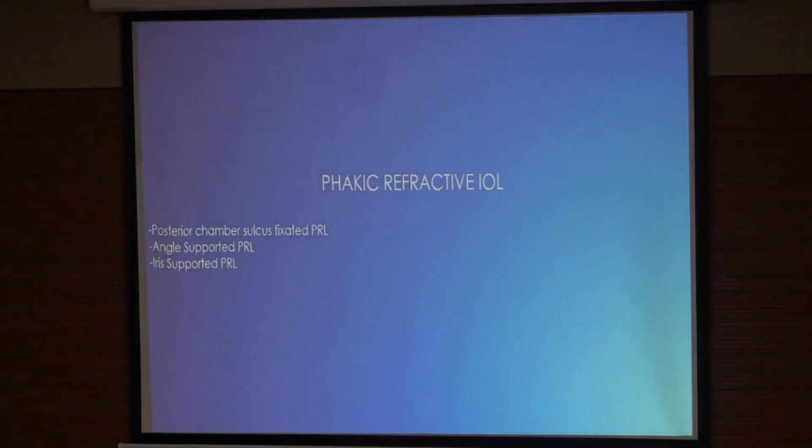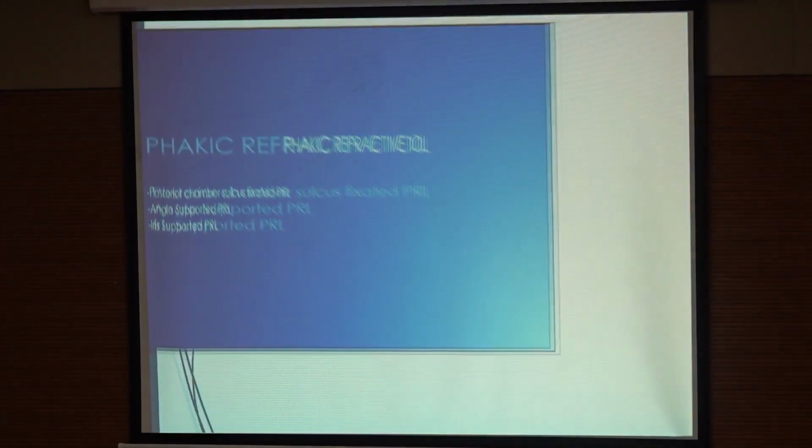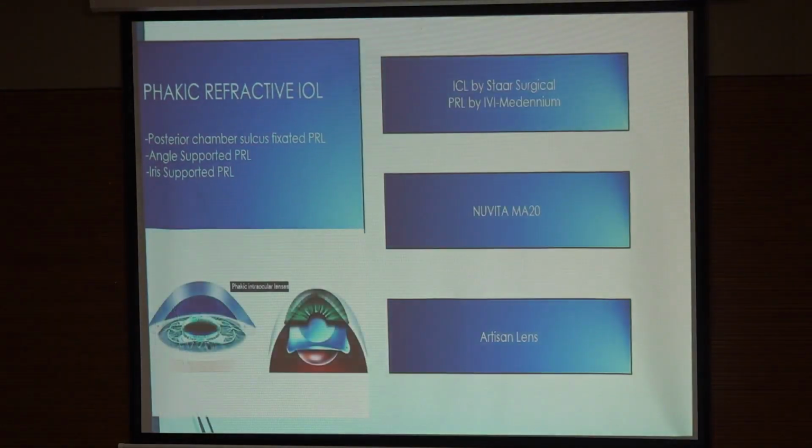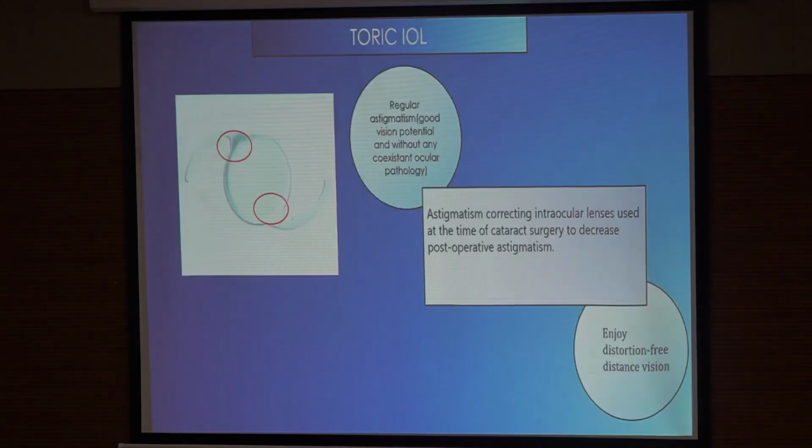Moving on to the phakic refractive IOLs. You can implant these in patients usually with high myopia, for example from -5 to -20 diopters. They can be implanted in the posterior chamber, angle supported and iris supported. The posterior chamber one that we routinely use is the ICL by Star Surgical and the PRL by IVI Medinum. Then we have Novita, an angle supported PRL, and the iris supported PRL, which is the Artisan lens.